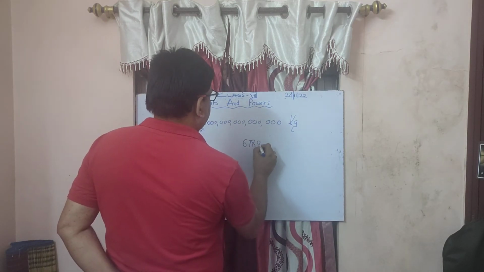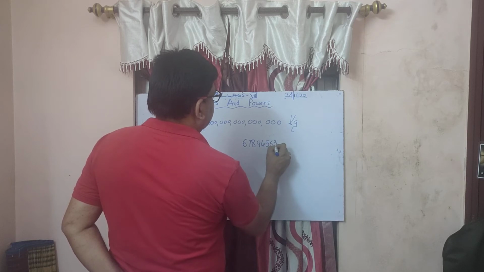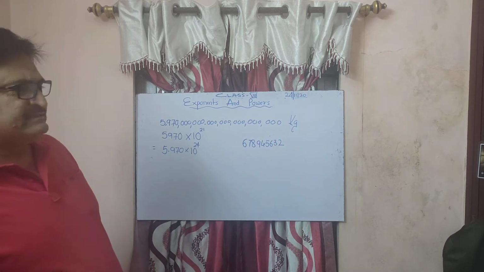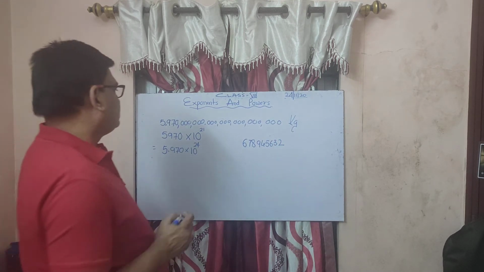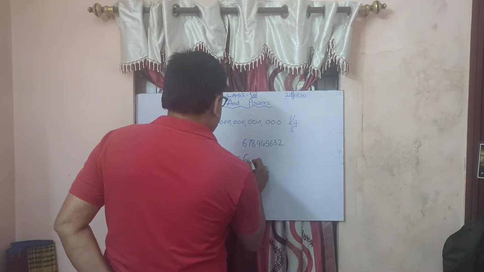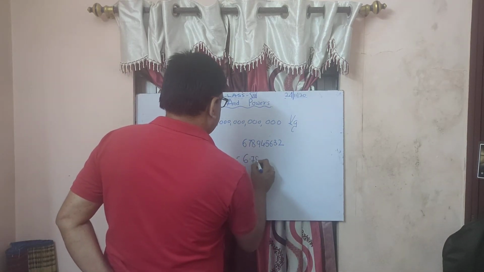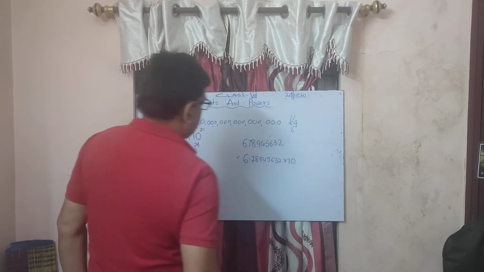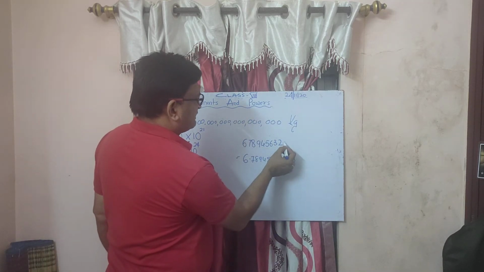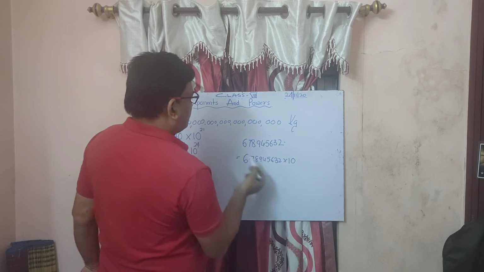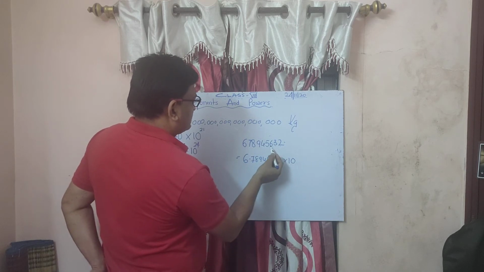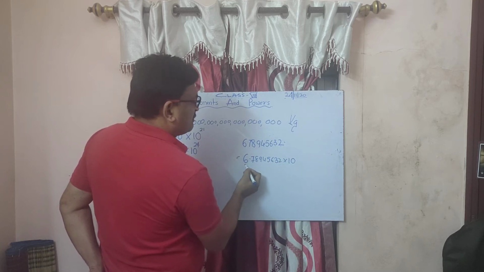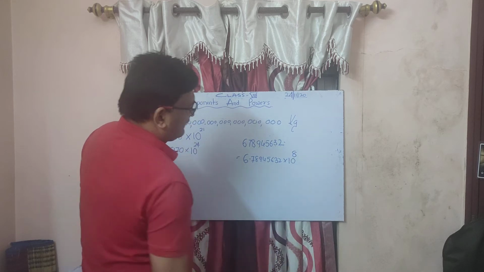For example, another example. 6, 7, 8, 9, 4, 5, 6, 3, 2. If you want to write in decimals, how can you write? 6 point, write all the numbers, 7, 8, 9, 4, 5, 6, 3, 2 into 10 to the power. Now, actually the point may be here. Just count the number of places it moved. 1, 2, 3, 4, 5, 6, 7, 8. So 8 places it moved left side. So 10 to the power 8.